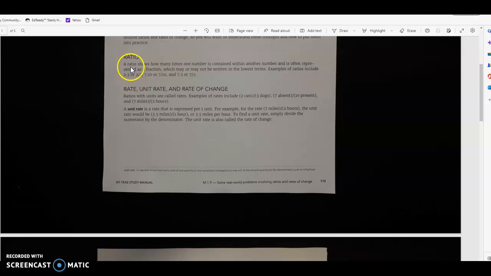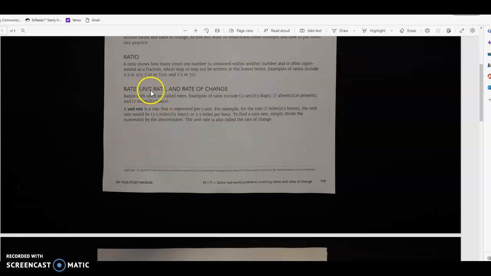In the TEAS book, it shows that a ratio shows how many times one number is contained within another number and is often represented as a fraction. So you can see this example here, 2 to 3 or 2-3 as a fraction, and you usually want to put your fractions in lowest terms.